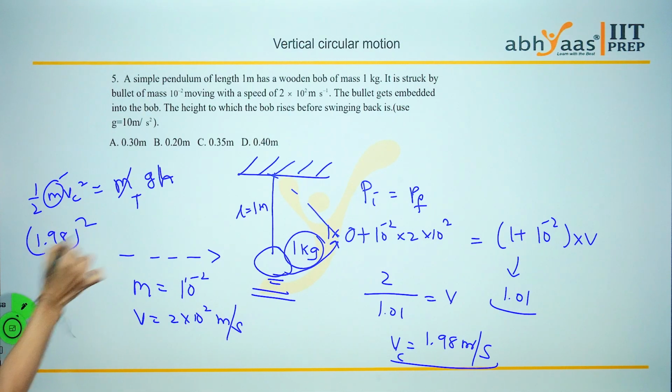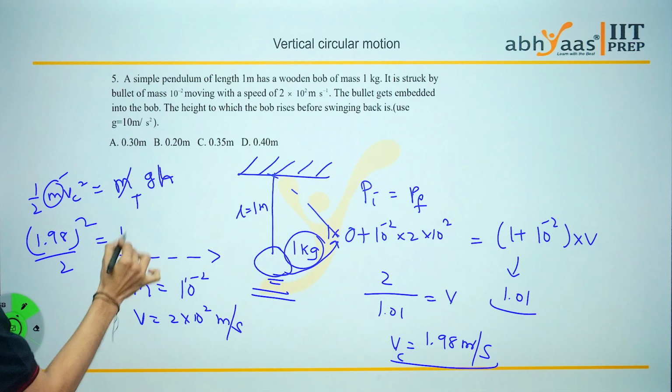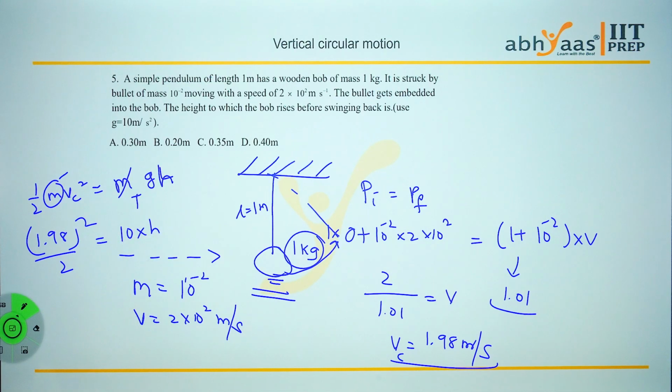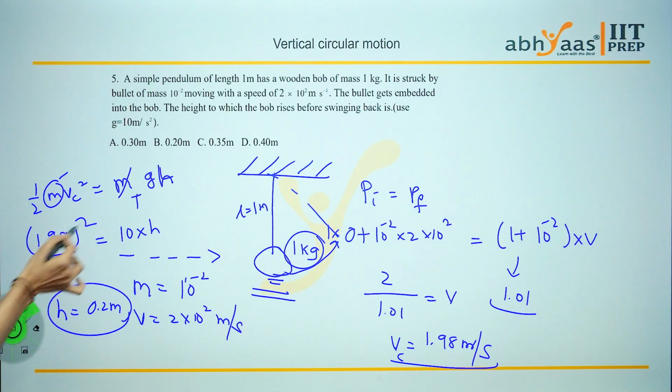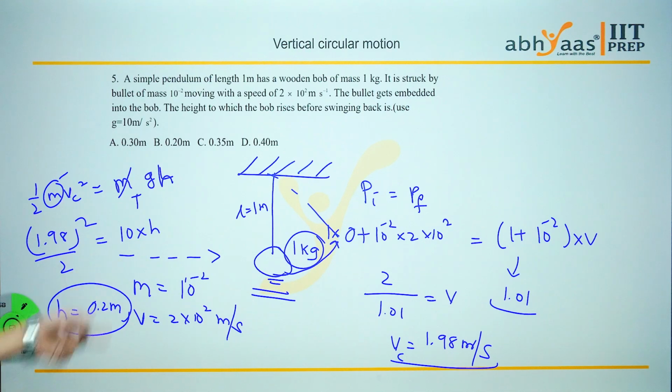1.98, that square by 2 is equal to g, which is 10, into h. H you can calculate. It is around 0.2 meters. Why? 2 square, right? It's almost 2. 2 square by 2, the 2s will be cancelled. 2 by 10 is what you will get, 0.2.